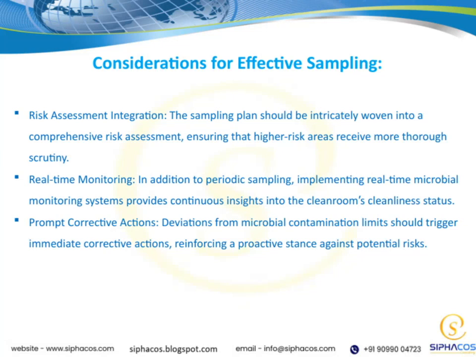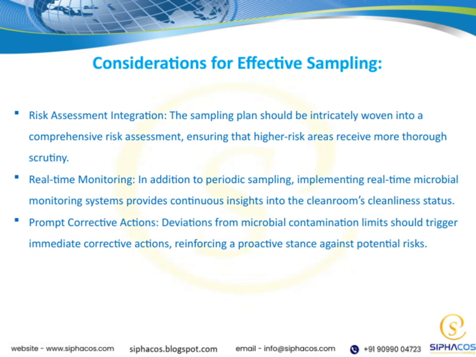When it comes to risk assessment integration, it's crucial that our sampling plan isn't just a standalone activity, but is actually woven into a comprehensive risk assessment framework. This means we need to identify areas of higher risk and make sure those receive more thorough scrutiny. By doing this, we focus our resources where they are needed most, helping us better control potential contamination sources.